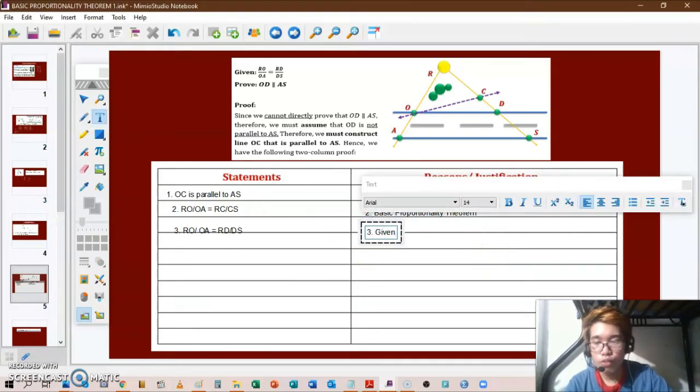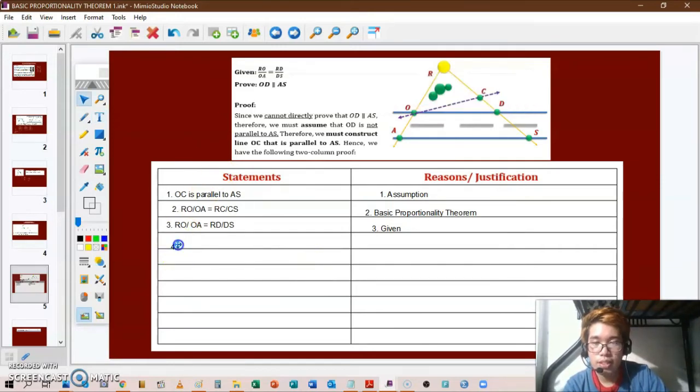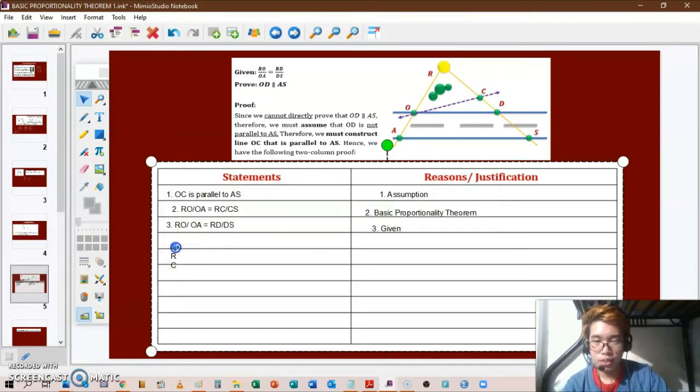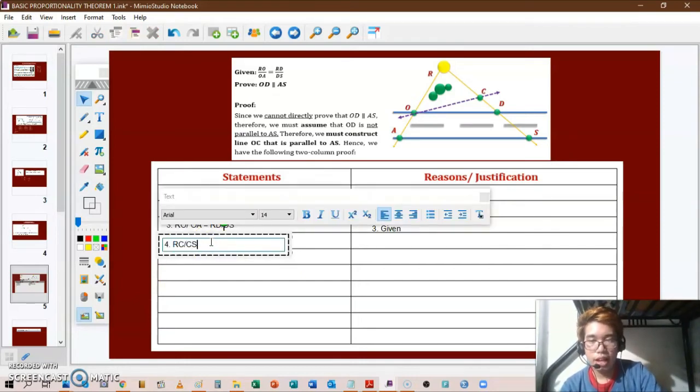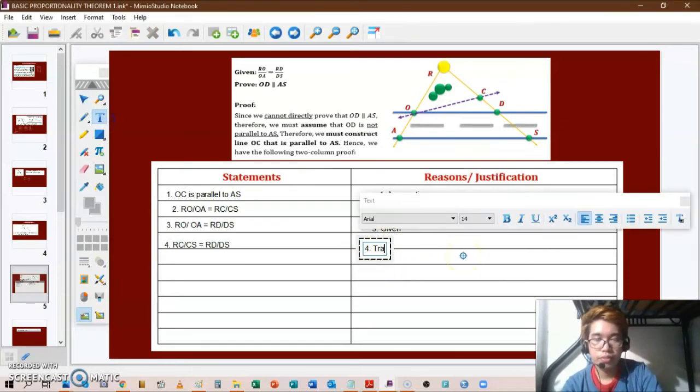For our fourth statement, using statements 2 and 3, we can write that RC over CS is equal to RD over DS. The reason is the transitive property of equality, or congruence, from statements 2 and 3.